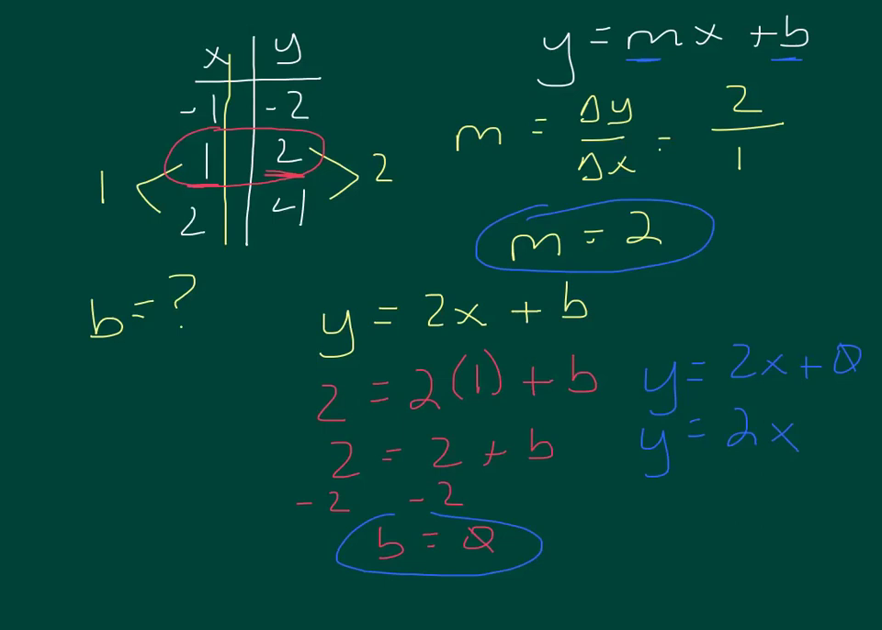So remember, if you're not given the y-intercept in your table, you can solve for it by substituting in an xy value from the table to solve for b.